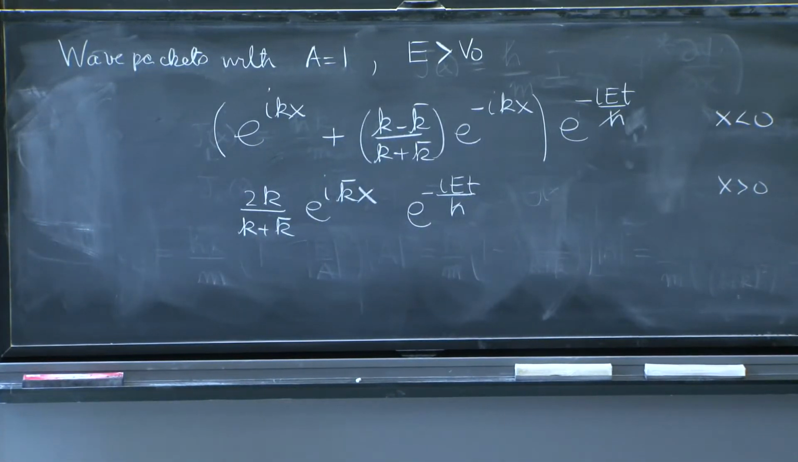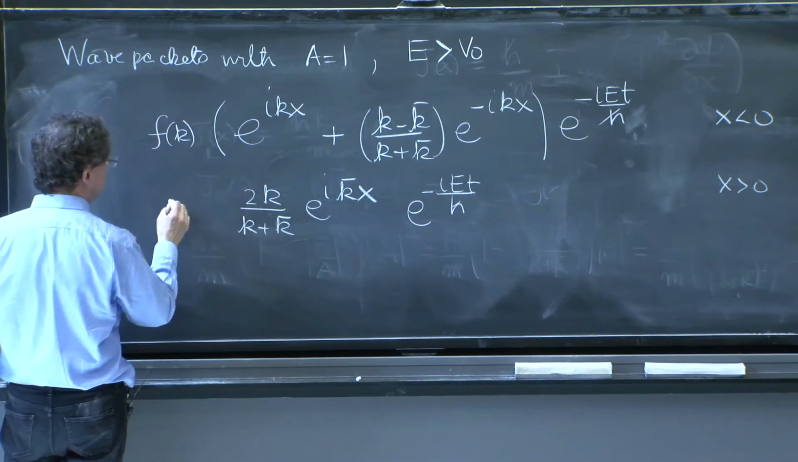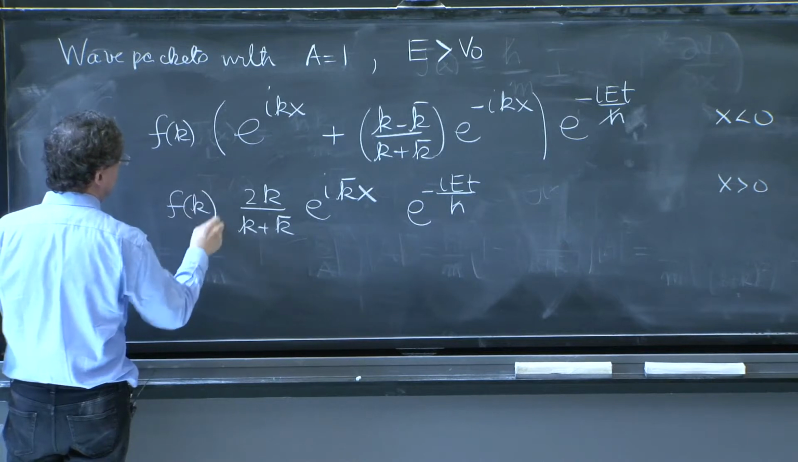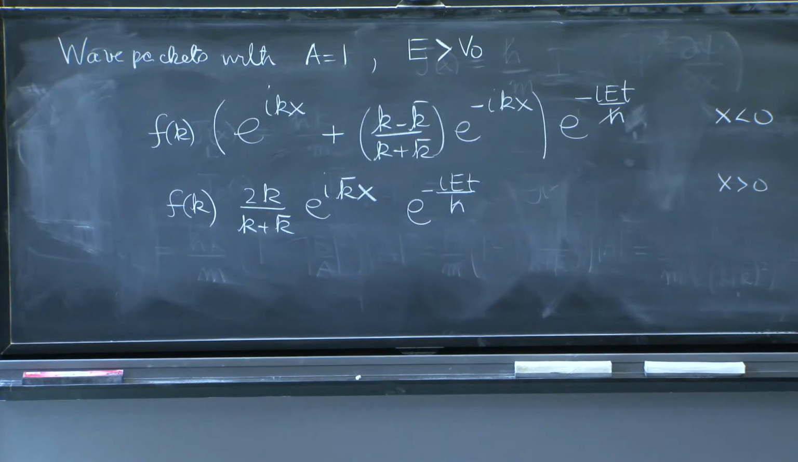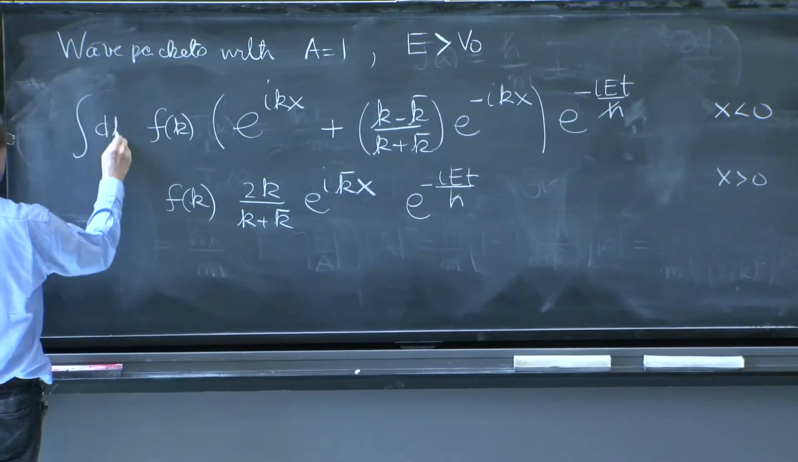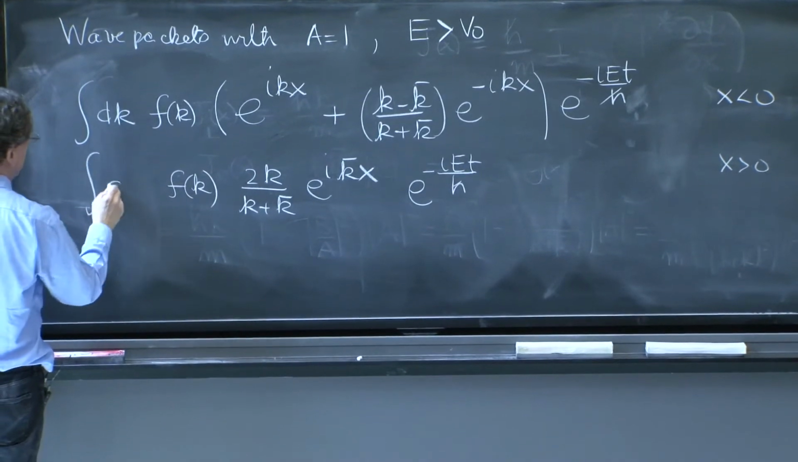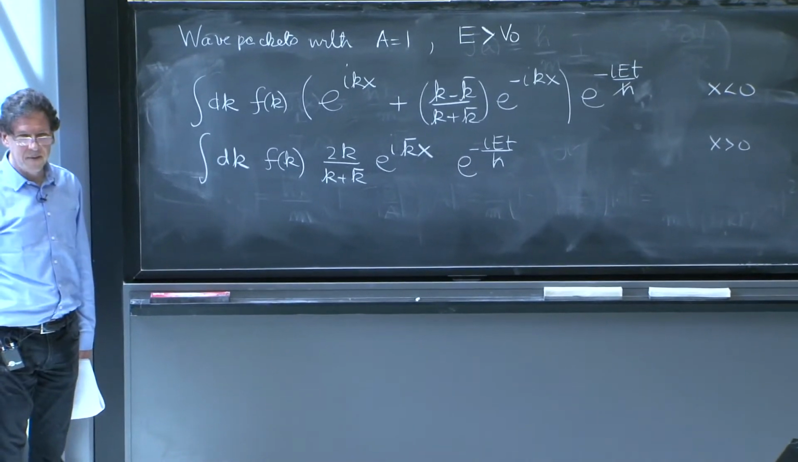So let's multiply by a number, f of k. Still a solution. k is fixed, so this is just a number. Now, superposition. That will still be a solution if I do the same superposition in the two formulas: integral dk and integral dk. That's still a solution of the Schrödinger equation.